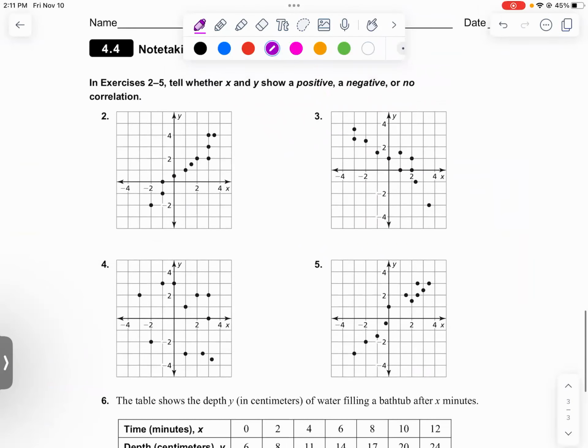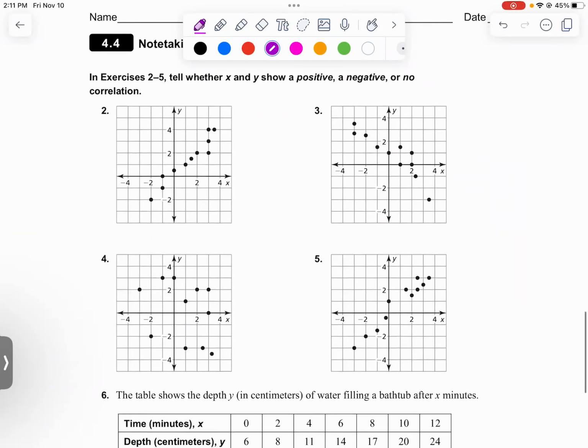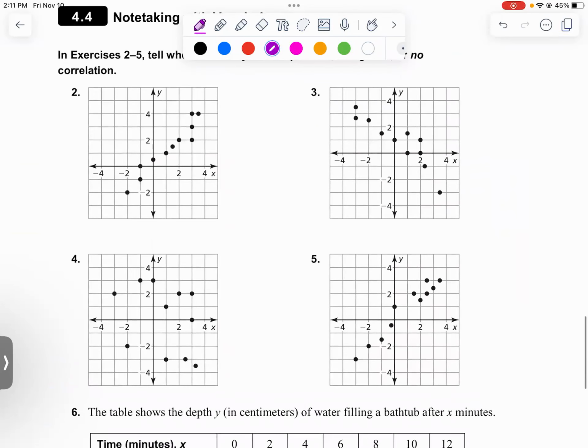Okay, please go over to the next page. You and your partner are going to identify what type of correlation each of these have.